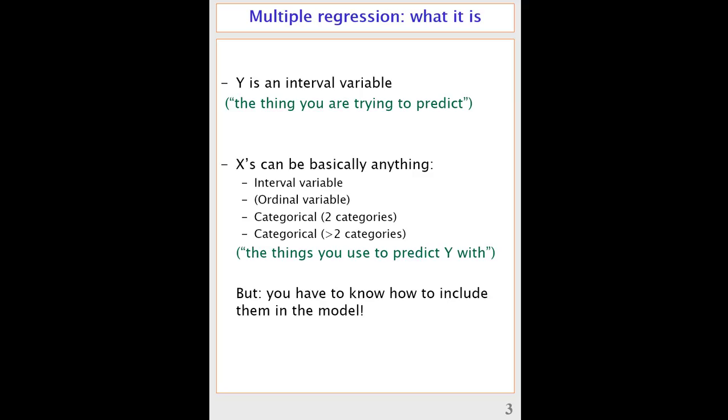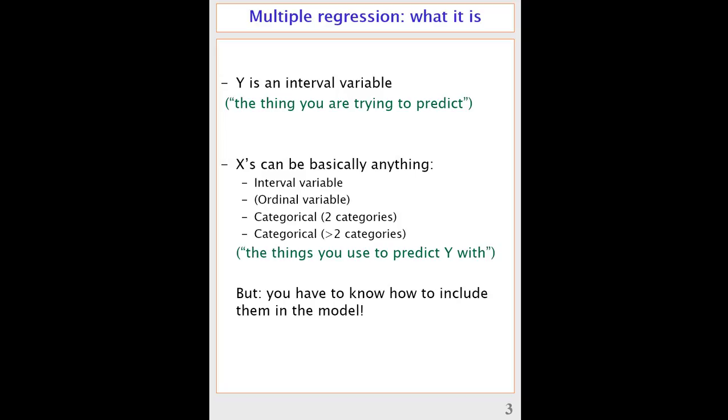Okay, so let's see. This is what it is. Y should be interval. The thing that you're trying to predict. So we need something there that is not binary or not a set of different categories. All that will come later, but we'll start with the easier case where the thing that you want to predict is something on an interval scale.